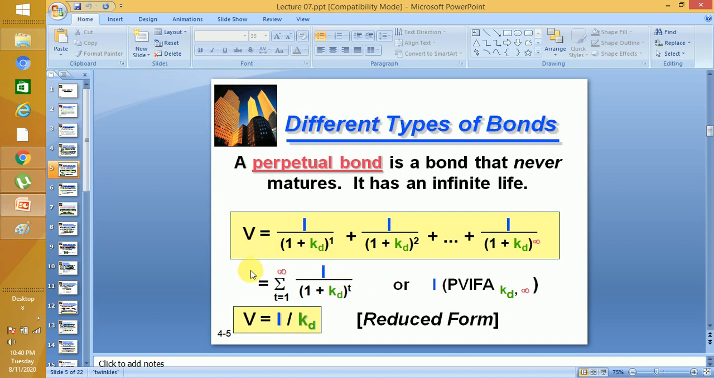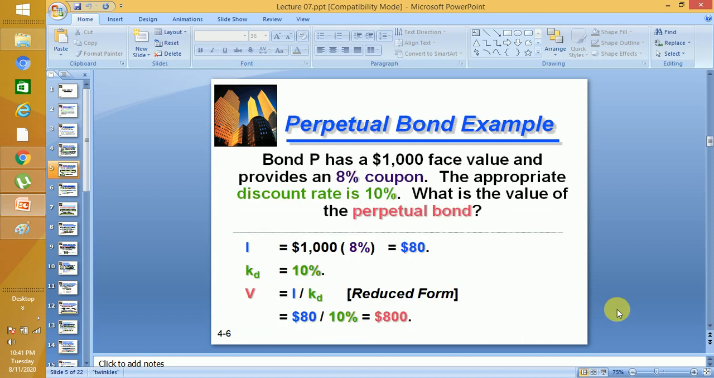This is the long form. This is basically the table formula. Leave this, we are not going to use it. This is basically the reduced form of this formula, the simple formula for calculating the value of the bond: V is equal to I divided by KD. We will use this formula to calculate the value of the bond. So keep this in mind.